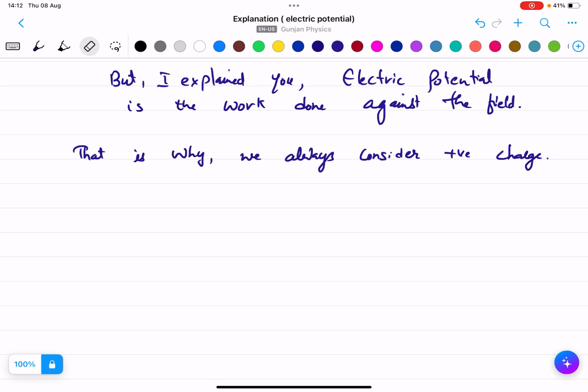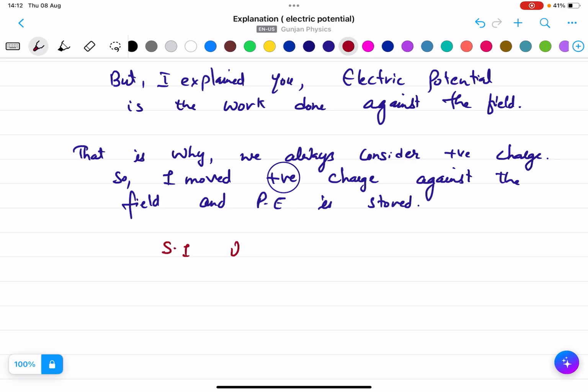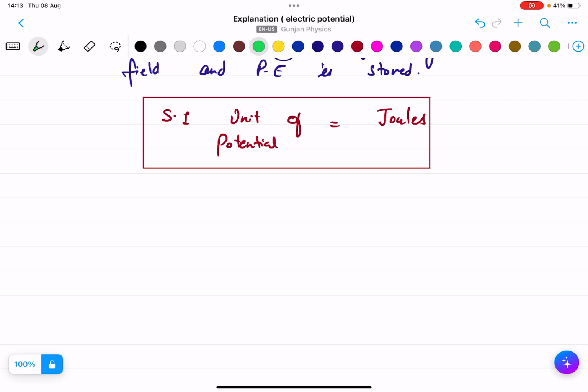So I moved a positive charge against the field, and potential energy is stored. And you all know the SI unit of potential energy is joules. So I'm just writing the definition.